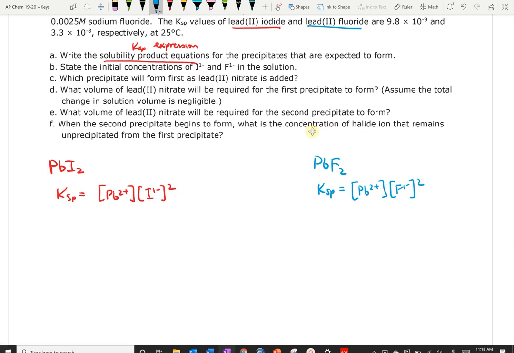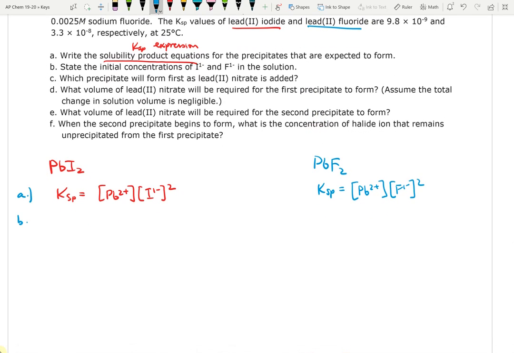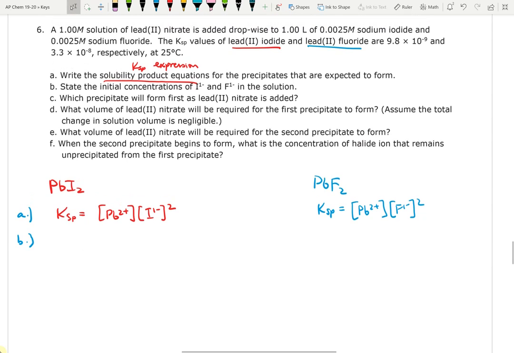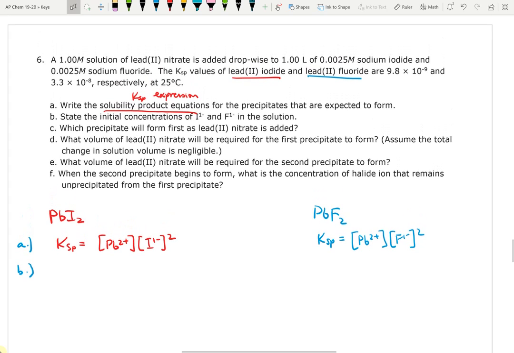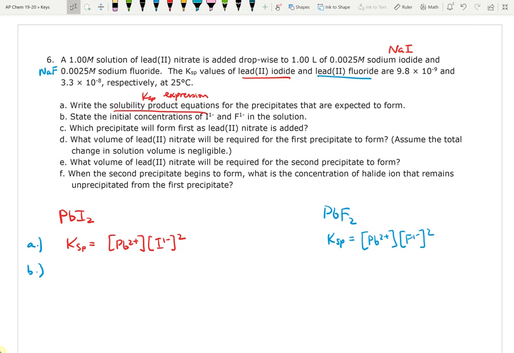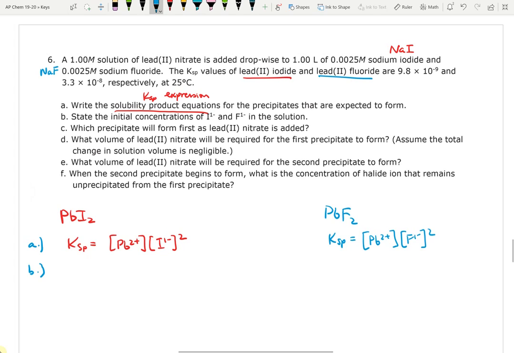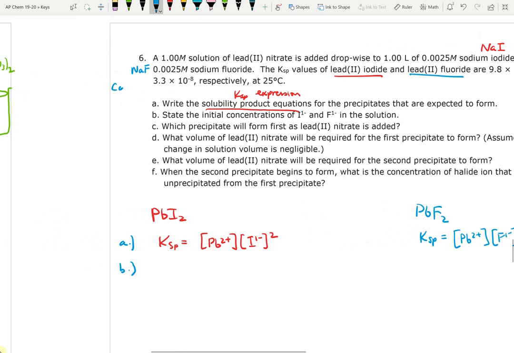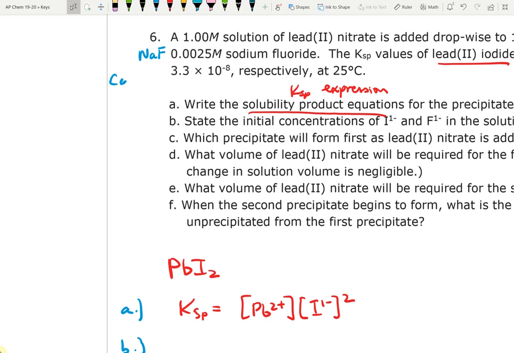That's A. All right. For B, they ask us to state the initial concentrations. Now, I think they're doing this to set you up for the next part of the problem a little bit. Up in the problem, they suggest that we've got sodium iodide and sodium fluoride. So it helps to know that sodium iodide is NaI, sodium fluoride is NaF. And the reason that matters is because if these were salts that contained multiple iodides or fluorides, then you would have to double the 0.0025 molarity, as the fluoride might be twice as much if this was, for example, a solution of calcium fluoride.